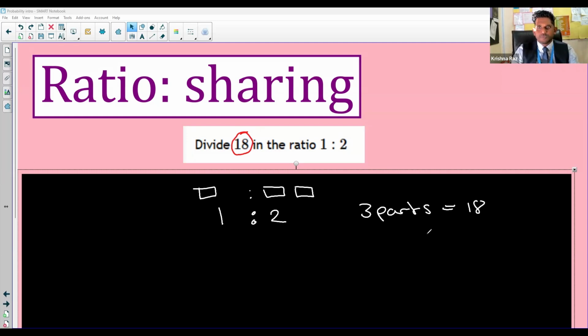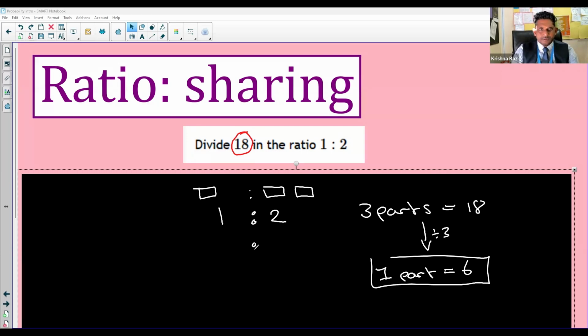Once we find the value of one part, we can answer the question. So one part is 6. That means someone's going to get 6 and the other person will get double that, which is 12.